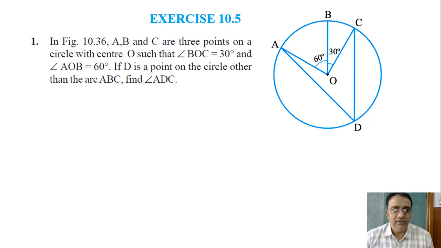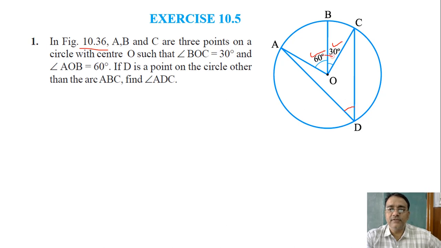Right. So first question, in figure 10.36, A, B, C are 3 points on the circle with center O such that angle BOC is equal to 30 degree, angle AOB is equal to 60 degree. If D is a point on the circle other than the arc ABC, find angle ADC. This angle we have to find.